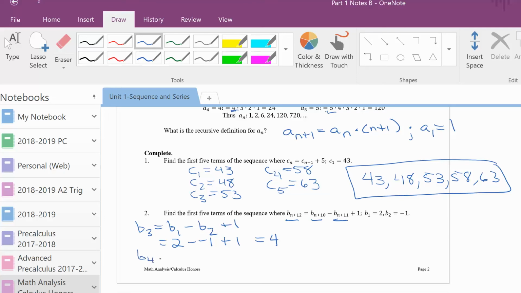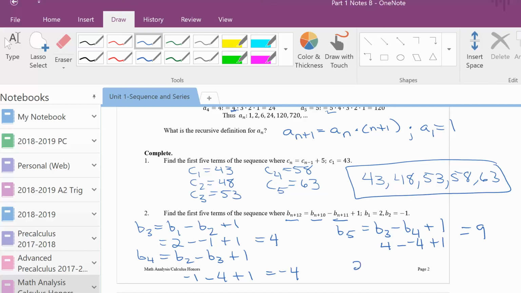To find the fourth term, you take the second term minus the third term plus 1. So you take negative 1 minus 4, which is negative 5, plus 1, which gives you negative 4. To find the fifth term, you take the third term minus the fourth term plus 1. So you take 4 minus negative 4 plus 1, which is 9. So the 5 terms are 2, negative 1, 4, negative 4, 9.